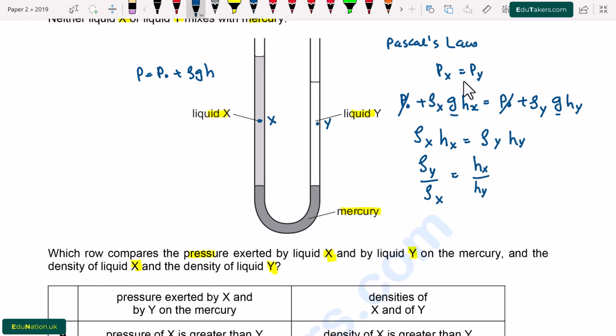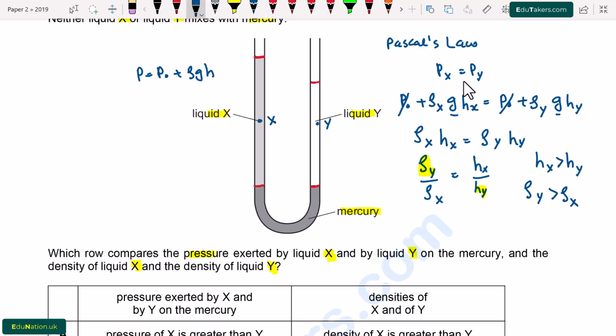So the density is inversely proportional to the height from this equation. We see in the diagram that the height of the liquid X is larger. The height of liquid X is this, while for the Y the height is this. From here, the height of the liquid X is larger as compared to the height of the liquid Y. And the density is inversely proportional to the height, so the density for the Y will be larger as compared to the density for the X.